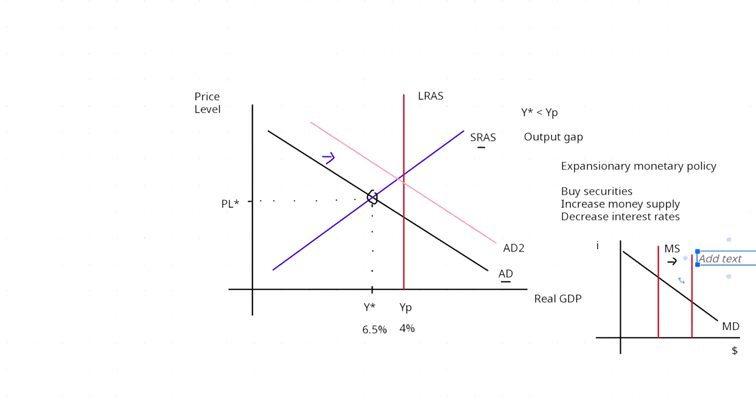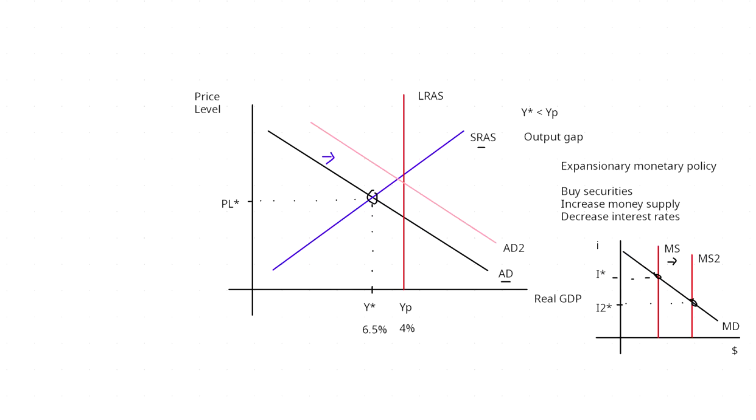So before, we had an equilibrium interest rate at MS and MD. So we had I1 or I star. Well, now we have a new equilibrium here. And we have a new interest rate at I2 star. Well, I2 star is now lower.